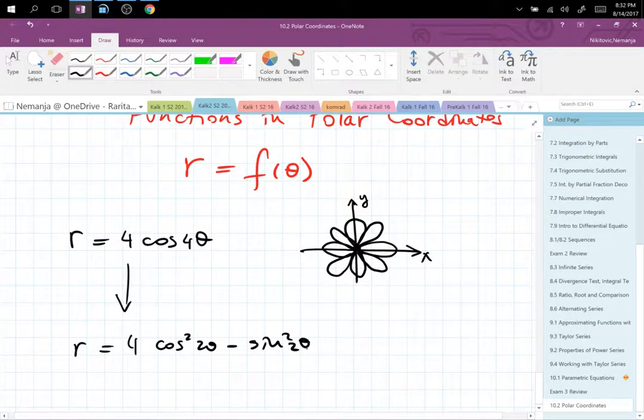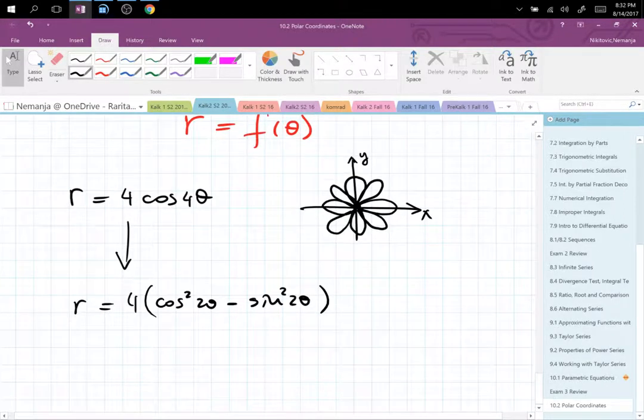That was a double angle formula for cosine. You still have 2 thetas. Remember, your conversion formulas have a single sine, single cosine, so you have to do this one more time.